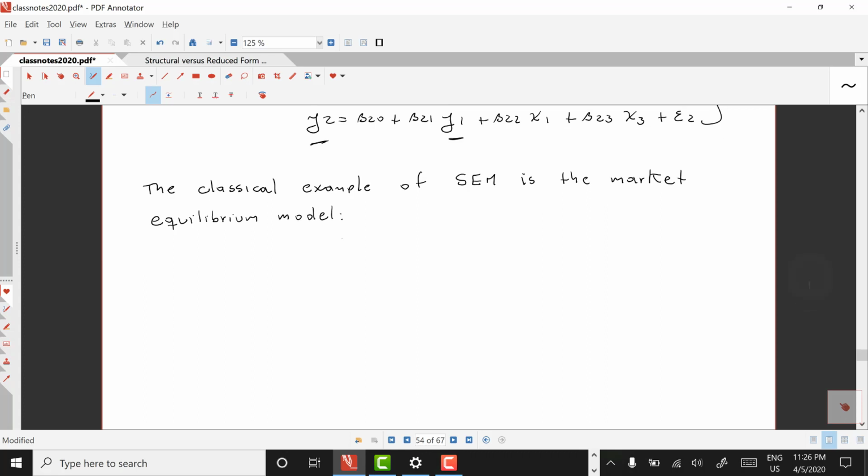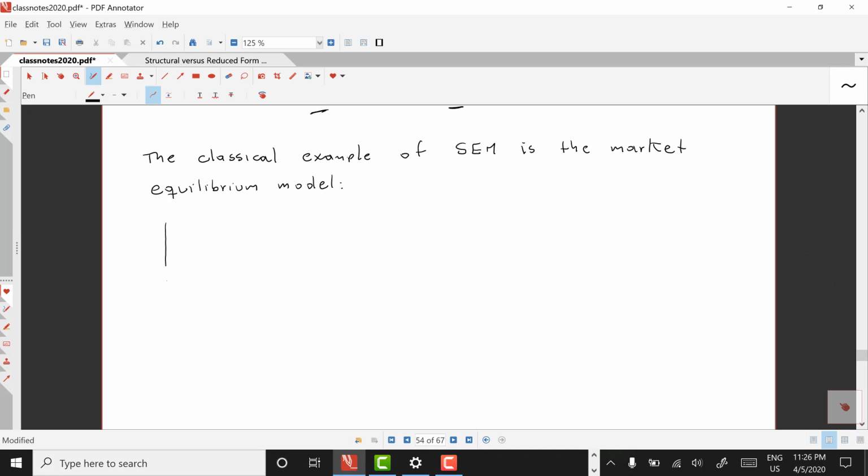Okay, so in the market equilibrium model, basically what we're trying to analyze is the demand and supply equation. So this is the demand equation and this is the supply equation.